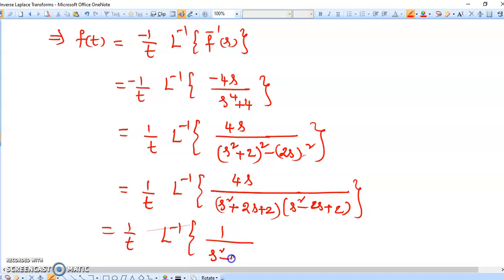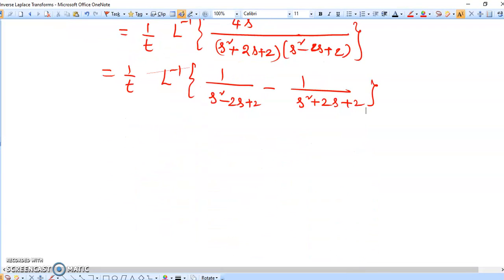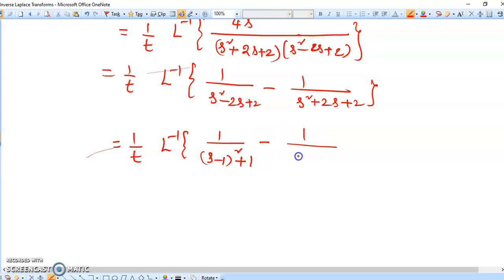And this is the same as 1 by t times, splitting this into partial fractions, what I'll get: 1 by s square minus 2s plus 2, and a similar problem we did in our previous video, and 1 by s square plus 2s plus 2. Now the inverse transform is applied separately for both the terms. So this is the same as 1 by t times L inverse of 1 by (s minus 1) whole square plus 1, that is s square minus 2s plus 1 plus 1, and the other term is (s plus 1) whole square plus 1.